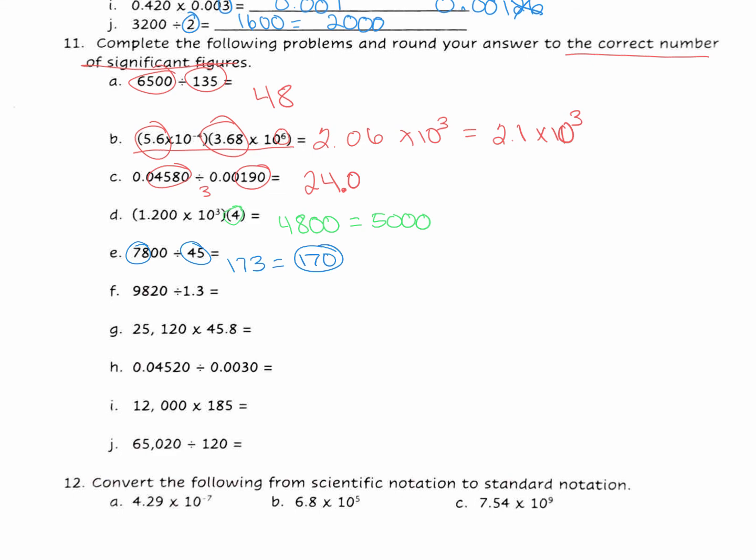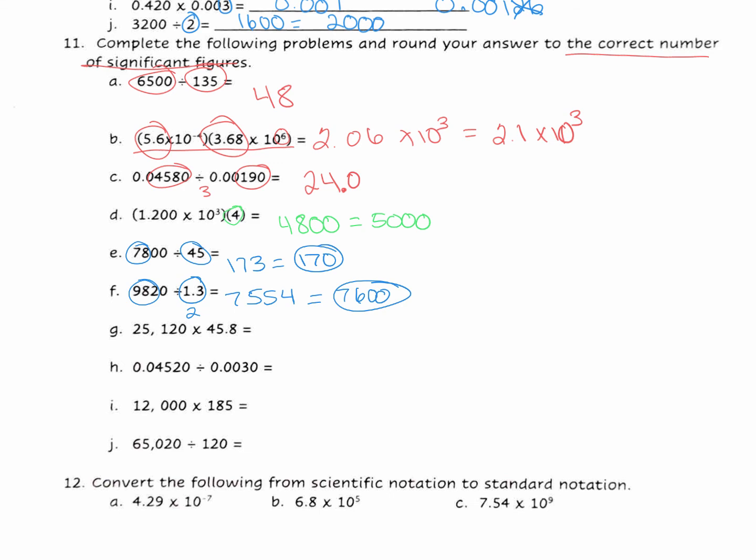All right, F. We have 9,820 divided by 1.3. I get 7,554. I've got 2 significant figures here, 3 there, so I can only keep 2. So I'm going to round it to 7,600.